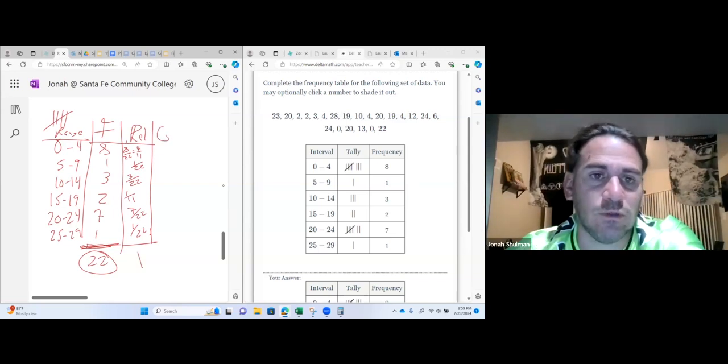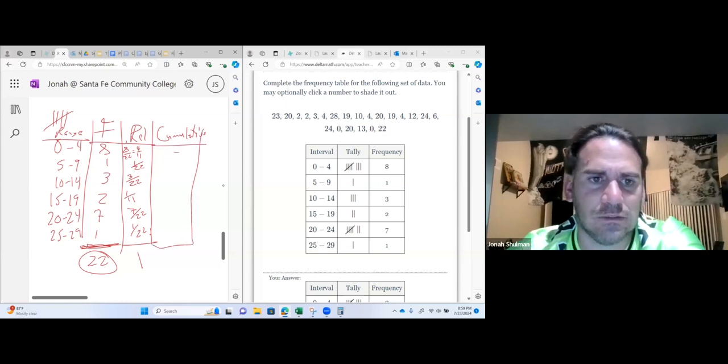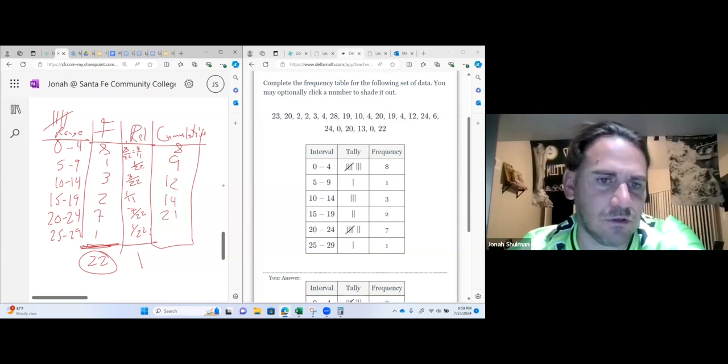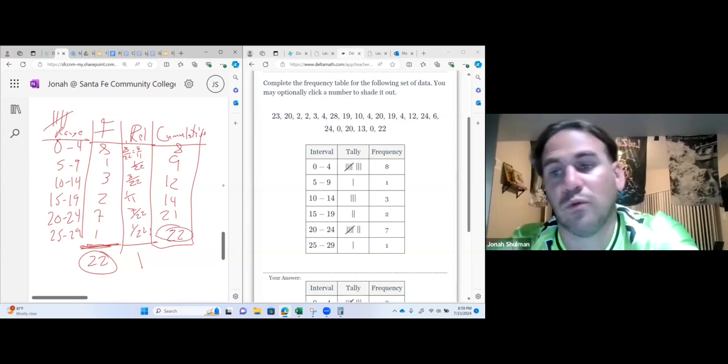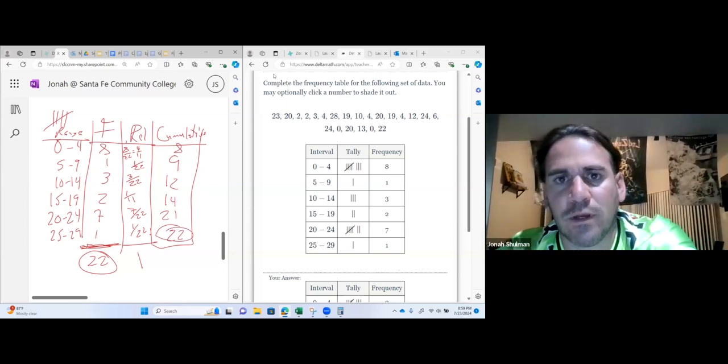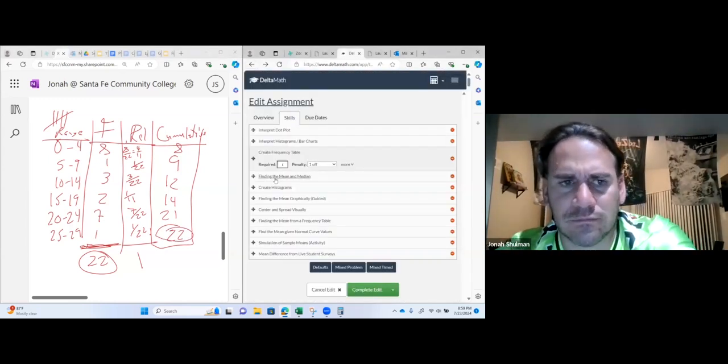And then we have the cumulative, which means we're adding them all. So the first one is what? 8. 8 plus 1 is 9. 9 plus 3 is 12. 12 plus 2 is 14. 14 plus 7 is 21. And look, we ended at 22. We'll leave it. Okay, so that was a lot.